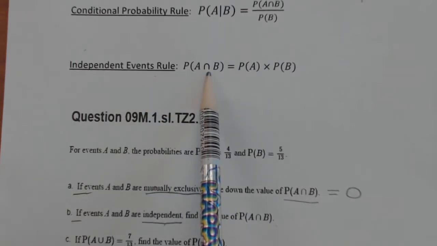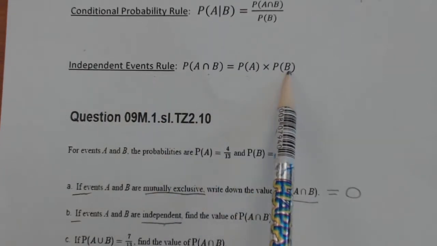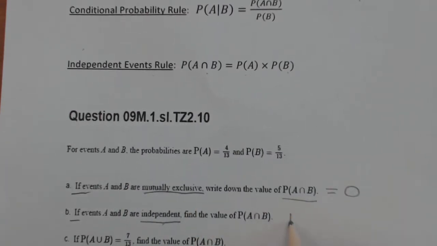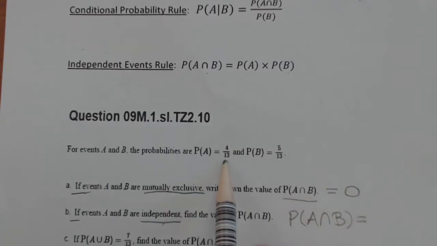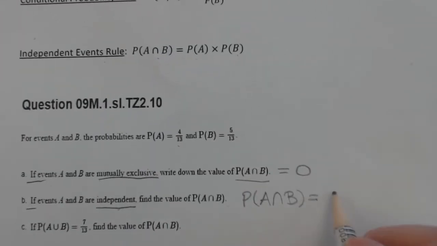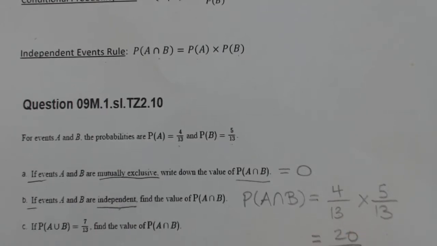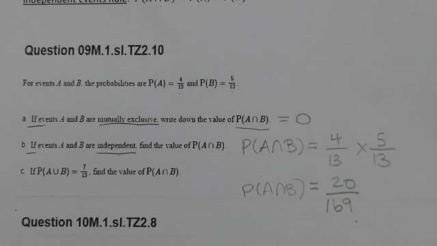And what it says is the probability of A and B equals the probability of A times the probability of B, given that they're independent. So we're going to find that. So the probability of A and B equals the probability of A, which they gave us, 4 over 13, times the probability of B, which they also gave us, 5 over 13. Multiplying 4 times 5 is 20, 13 times 13 is 169. So the probability of A and B is going to be 20 out of 169.